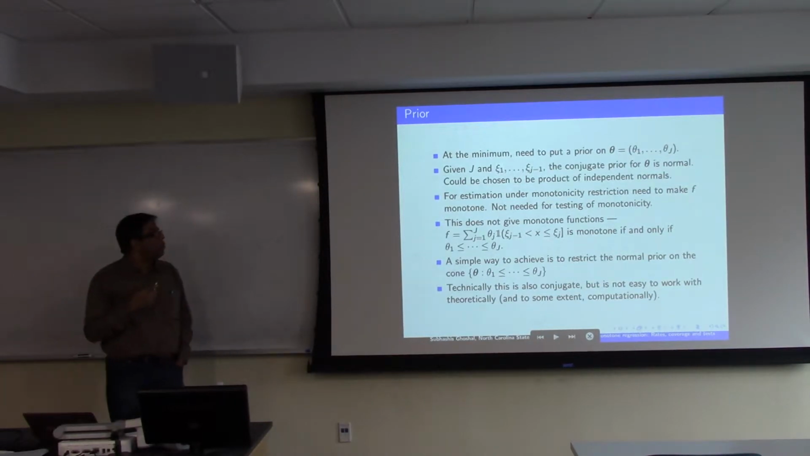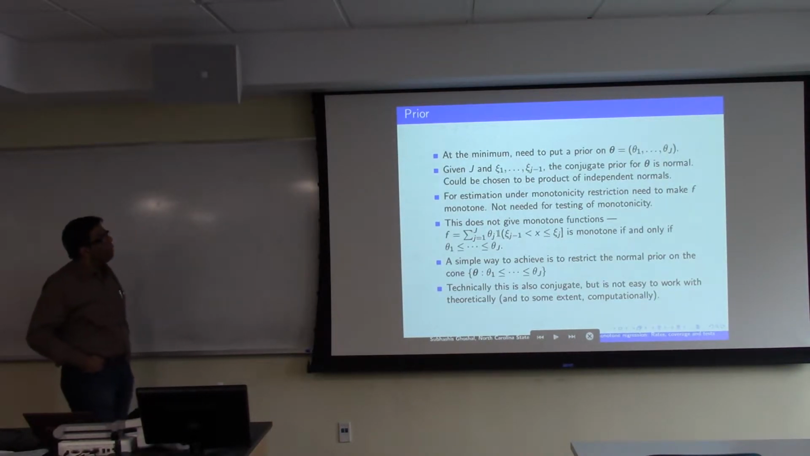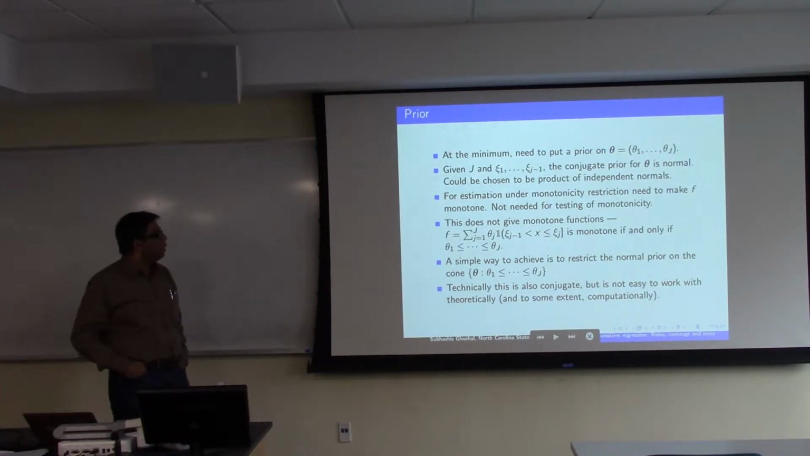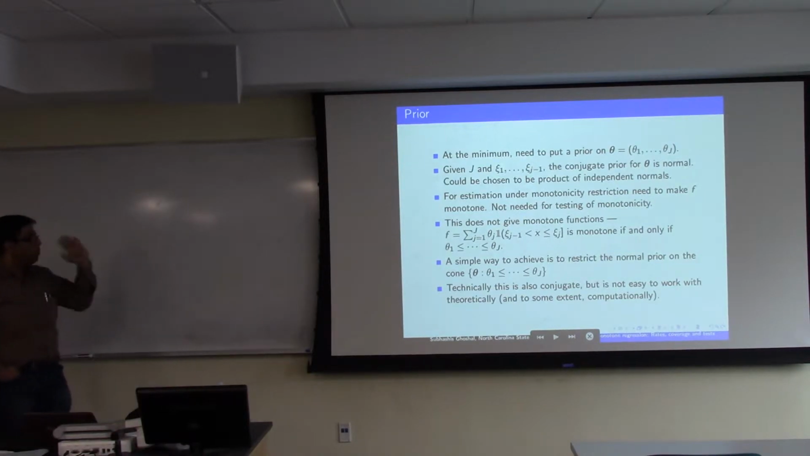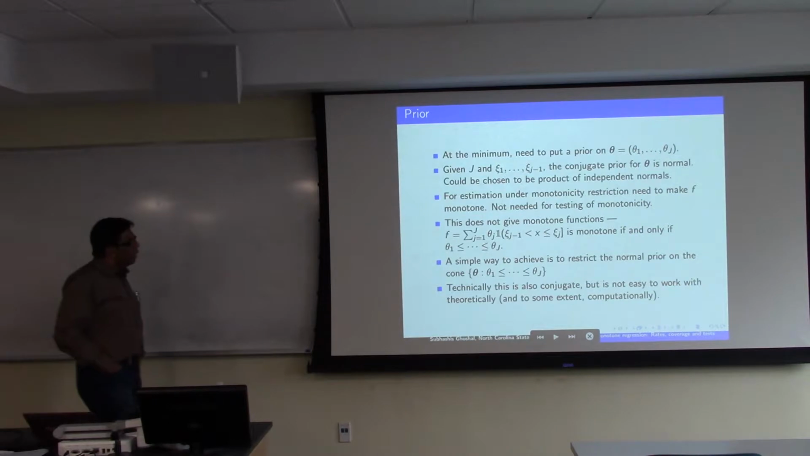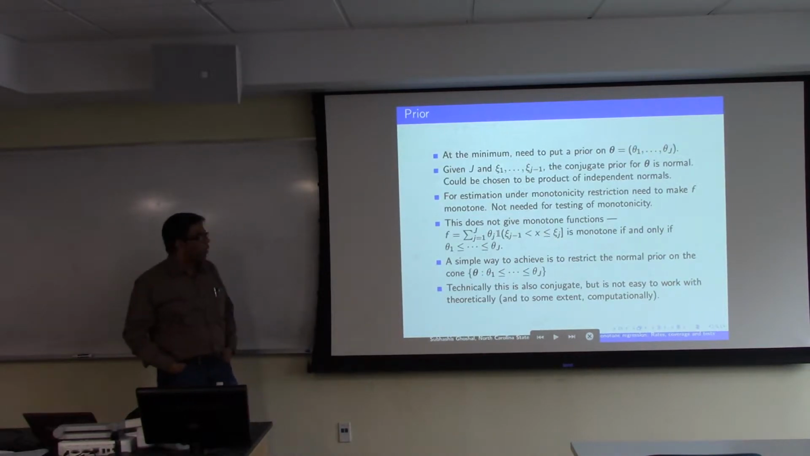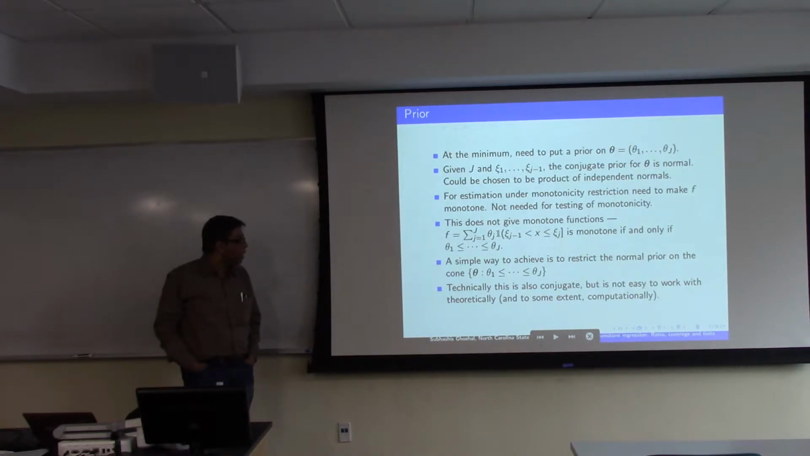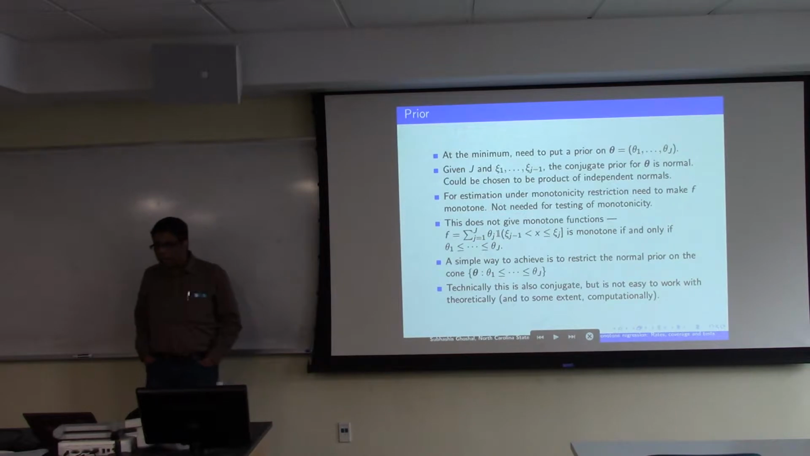But if you want to do estimation under a monotonicity restriction, this is not exactly what would give you monotone functions, because for monotonicity you need to put a restriction on the thetas, namely the thetas must be monotone. So F is monotone if and only if the thetas are monotone. A simple way to achieve this would be to restrict the normal prior to the cone defined by this order relation. That is possible, and that produces monotone functions.